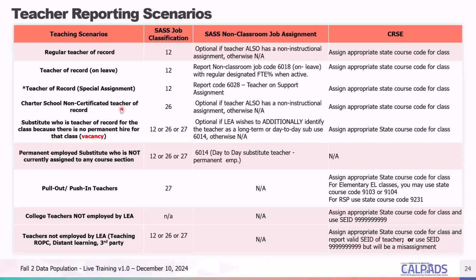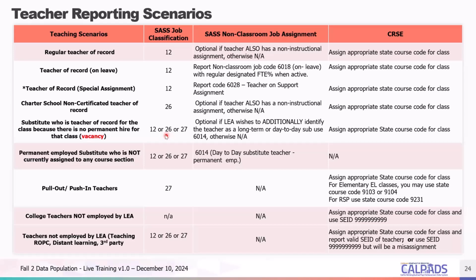You should report charter school non-certificated teachers of record with a job classification code of 26, otherwise reporting them in the same way as standard teachers of record. If a substitute is the teacher of record for a class because there is no permanent hire for that class, you would report the substitute teaching the class on census day in the staff assignment record with a job classification code of 12, 26, or 27, depending on the specifics of your scenario.